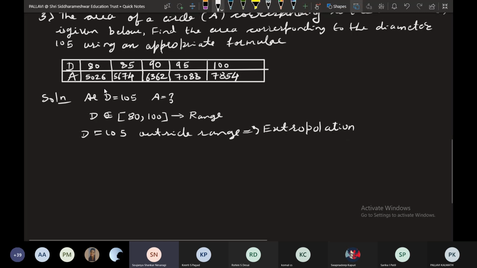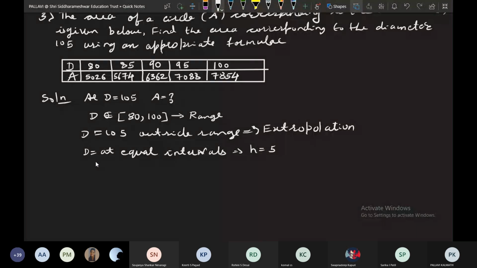Okay, so D values are at equal intervals. Equal interval implies you are getting H is 5. Difference between each value: 85 minus 80 or 95 minus 90 or 100 minus 95. H is equals to how much? It is equals to 5. Then see here.